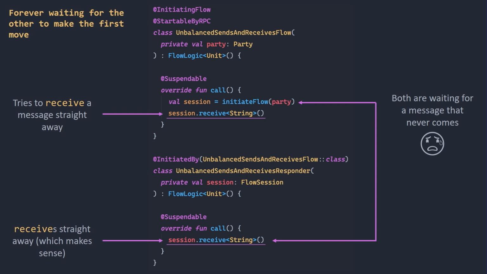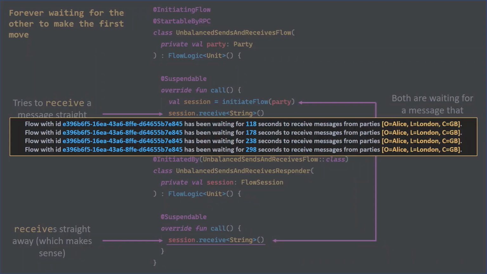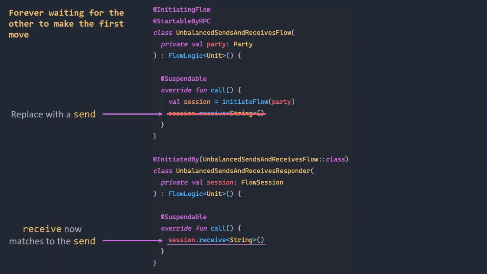Both sides of the flow, the initiator and the responder, instantly call receive. And then after that, nothing happens. And then the waiting log lines start to pop up again. So to fix this, it's quite simple. We would just replace the first call to receive with a send, because it doesn't make any sense that they are waiting to receive straight away in the first place when they are initiating the messages between each other.